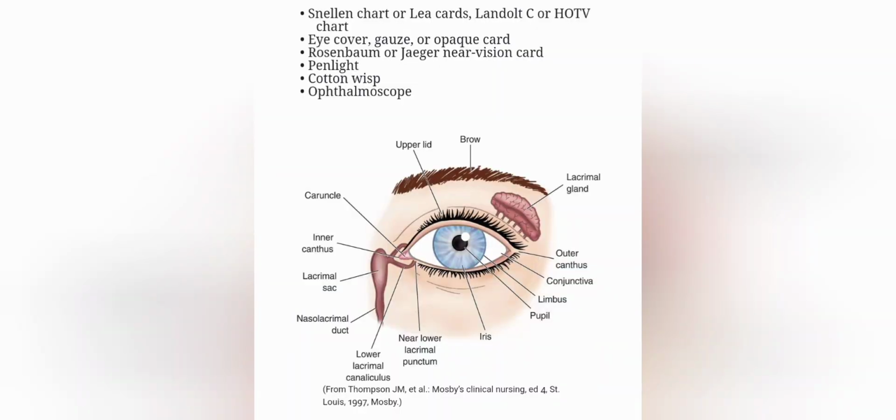I'm reviewing the steps involved in assessing the eyes. The first thing we do is looking at visual acuity. Visual acuity is assessed by getting the patient to stand 20 centimeters away from the visual chart.